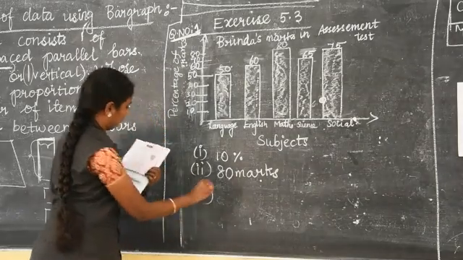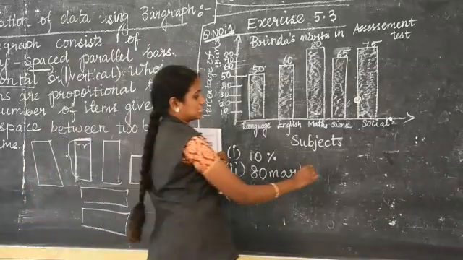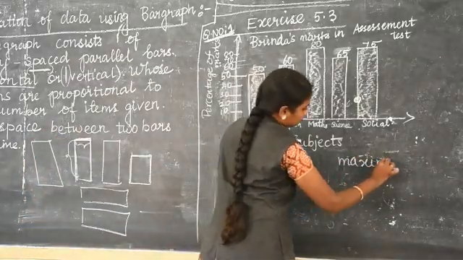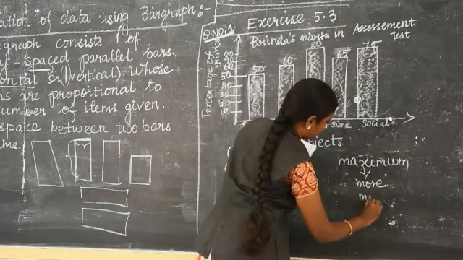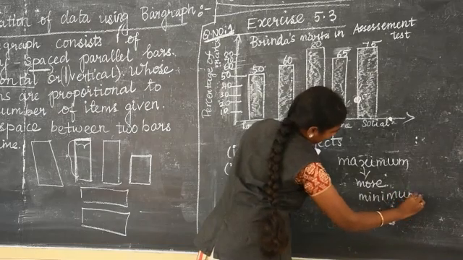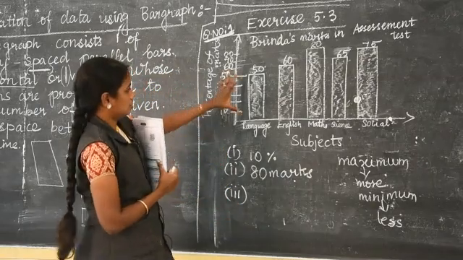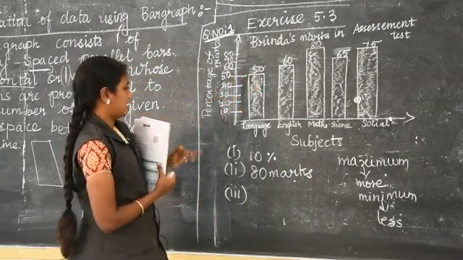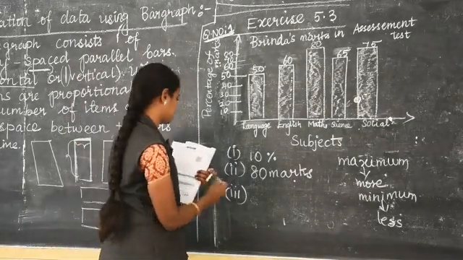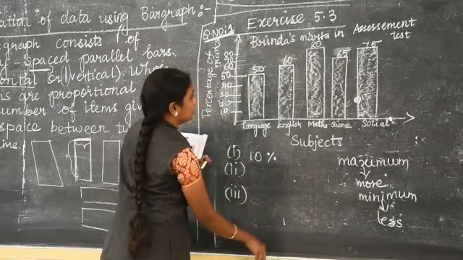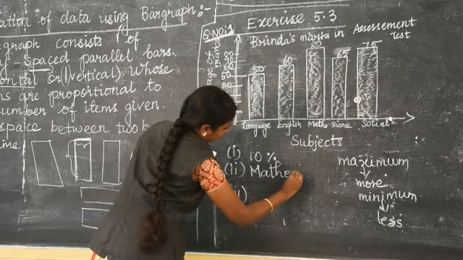Question 3: Brinda has scored minimum. Minimum means less. Maximum means more. Minimum means less. Which is less? This one. So language. Brinda has scored minimum marks in which subject, they asked. So which subject is it? Mathematics subject. Write as mathematics, or maths.